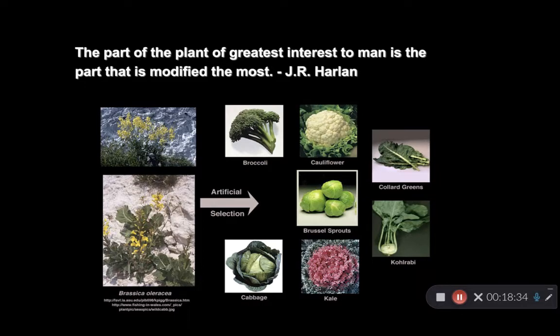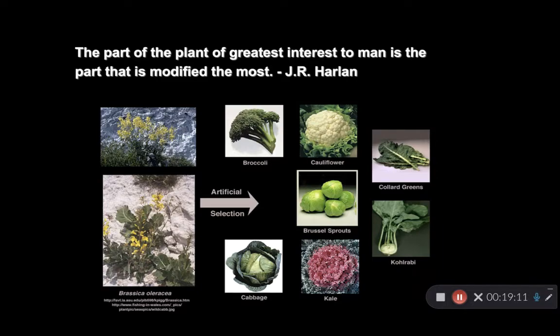So from a wild Brassica oleracea plant growing on the seacoast of the Mediterranean, you can see on the left that we get people selecting for different kinds of floral buds that make broccoli, different kinds of curd. This is like a pre-floral bud. That's cauliflower. People selecting for different variations in leaves make the collard greens. The kohlrabi is a swollen hypocotyl. The Brussels sprout is a lateral bud. The cabbage is a terminal bud.